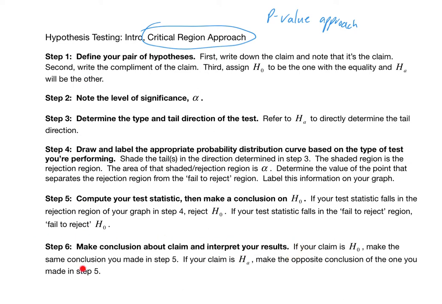Again, just quickly summarizing the steps here, in a future video we are going to actually see how to do all of these. We've already seen how to do these 3 things, but we'll see how to do the rest of these. So this is what's called the critical region approach. The p-value approach is also a 6-step method. Let's take a look at that.